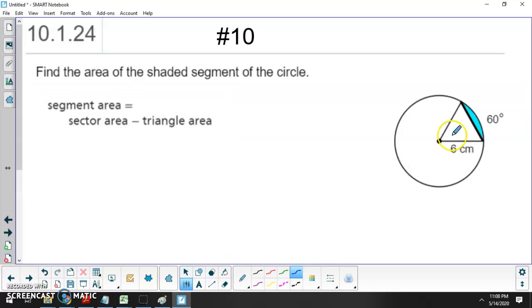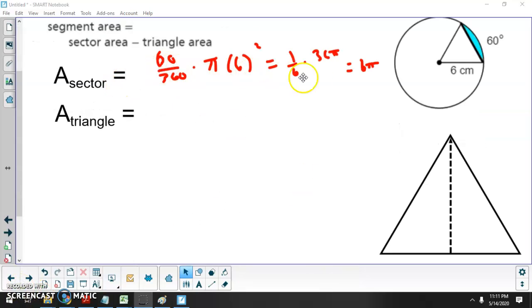All right, so let's go ahead and figure out the sector area real quick. I went ahead and calculated it. It ended up being 6 pi. Stuff will cancel. That's basically it. 60 over 360 is 1/6. 6 squared is 36 pi. And then 36 divided by 6 is 6 pi. So hopefully you followed all that.